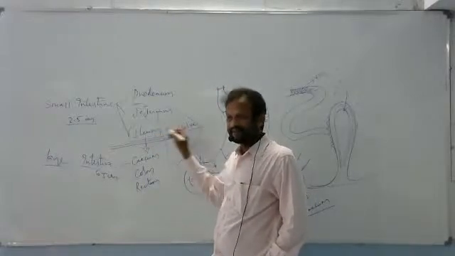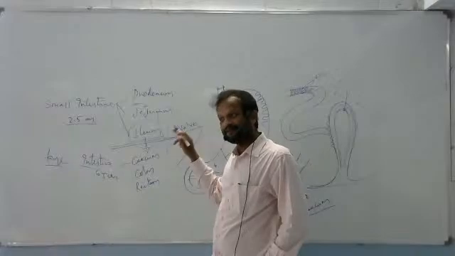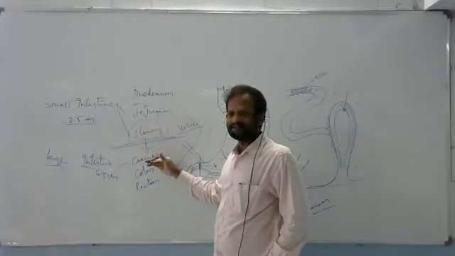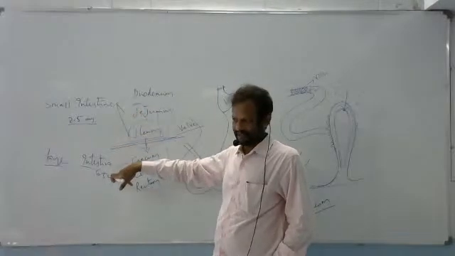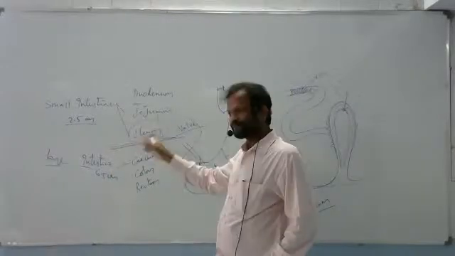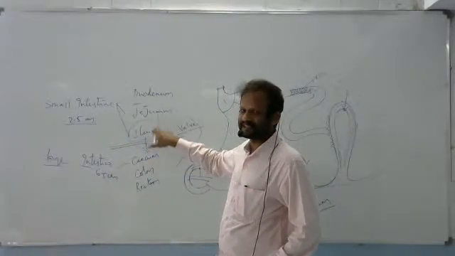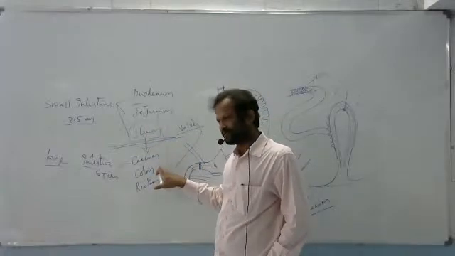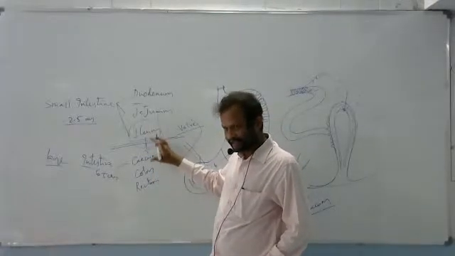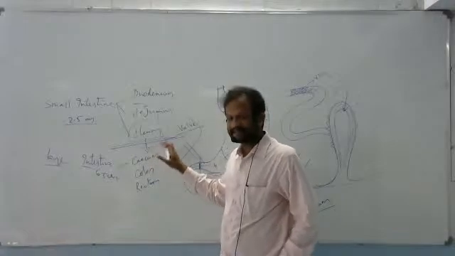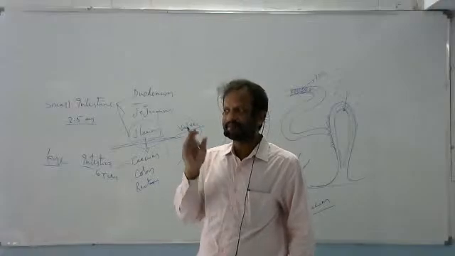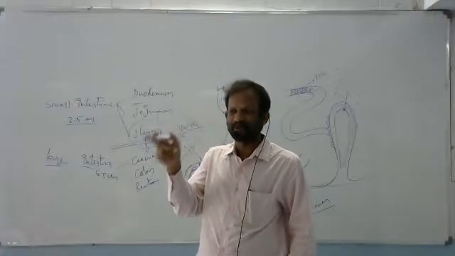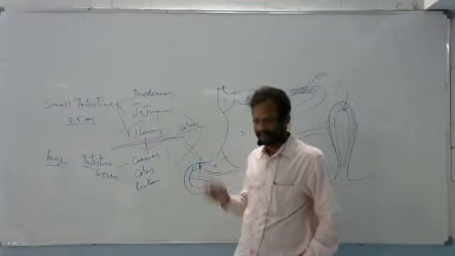Ileocecal valve. Where is the ileocecal valve present? In between the ileum and cecum. Otherwise, you can say that the valve is present in between the small intestine and the large intestine. Deeply, if you think, the last part of the small intestine is the ileum, and the first part of the large intestine is the cecum. That's why it is ileocecal. What is the function of the ileocecal valve? It will regulate the movement of food from the small intestine into the large intestine.